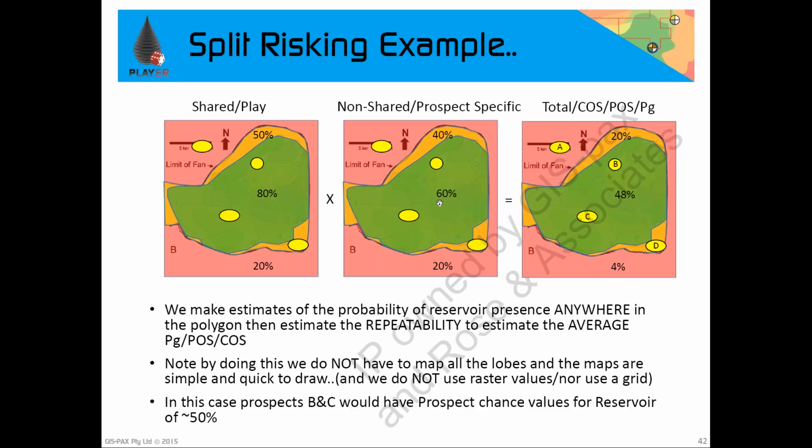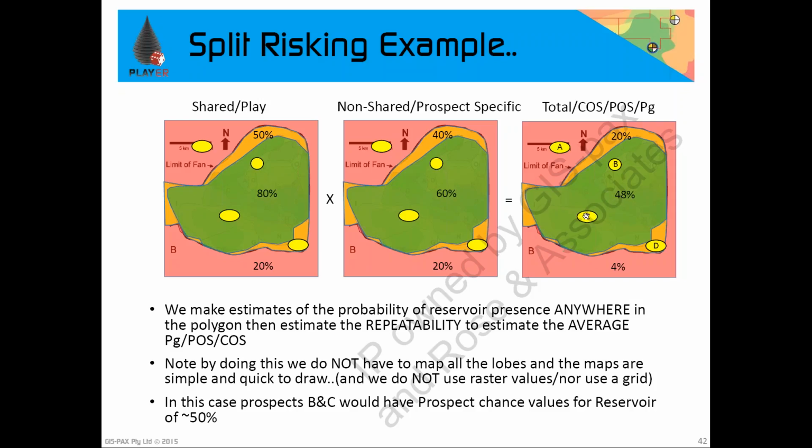This will change if I've shot 2D versus 3D, or I've improved the quality of my seismic. So this is, the best word to think of here is repeatability. How often am I going to repeat my success for this particular risk element? So when I multiply these two numbers together, I end up with about 50%.